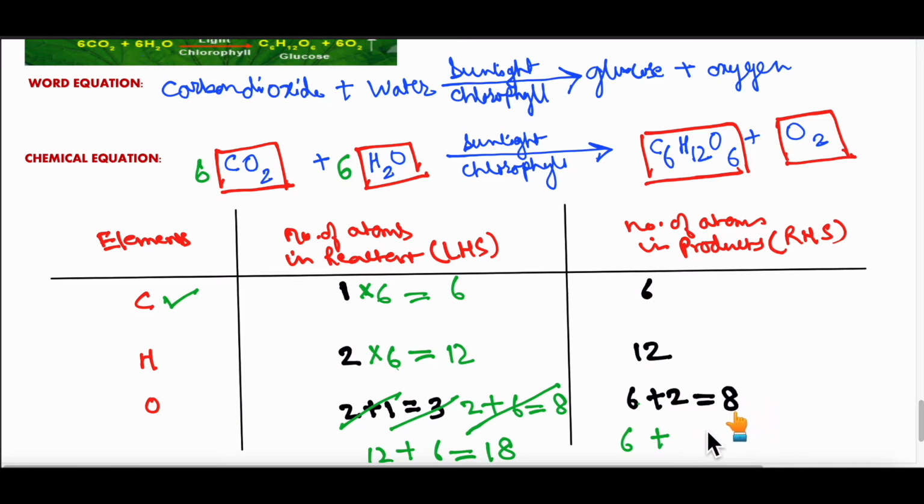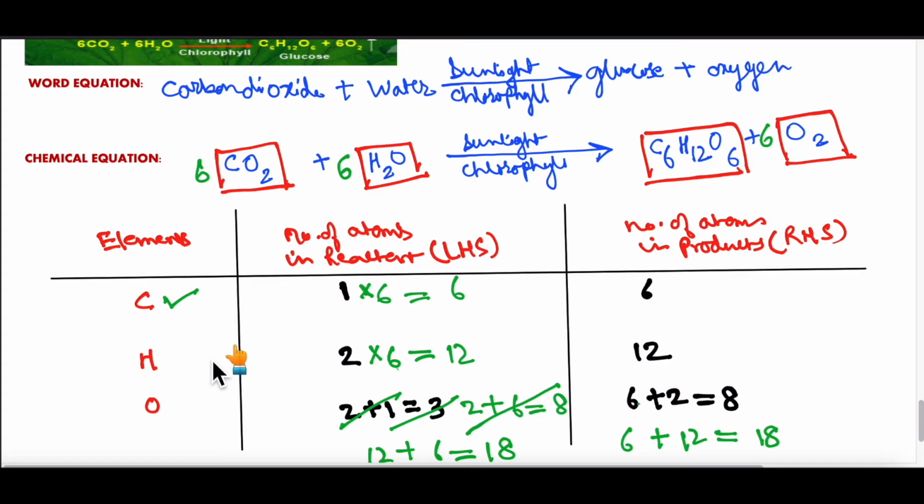So to make this 8 into 18, if we write the coefficient 6, let us see how many oxygen atoms we have now. It is 6 times 1, 6, plus 2 times 6, that is 12 oxygen atoms. So now we have 6 plus 12, that is 18 oxygen atoms on the product side as well. Let us check from the beginning again on both sides. So 6 carbon atoms on the left hand side and 6 carbon atoms on the right hand side. So carbon is balanced.